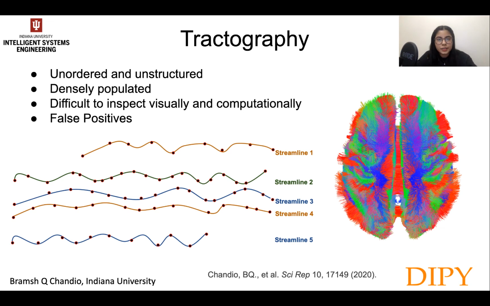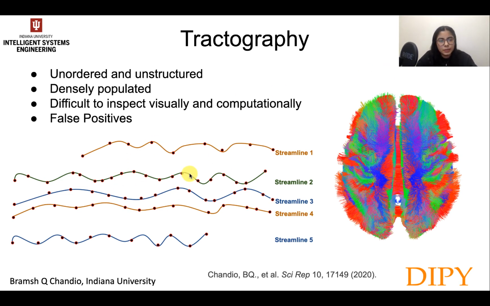In earlier sessions, you learned about how to create tractograms by using tractography algorithms. Diffusion MRI is given to the tractography algorithms and it generates whole brain tractograms, which give us the digital representation of white matter pathways. However, tractography data is unordered and unstructured, densely populated, creating up to 1 or 2 million streamlines, which becomes very difficult to inspect visually and computationally. It also creates a lot of false positives.